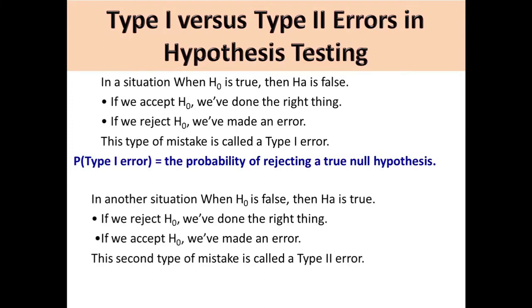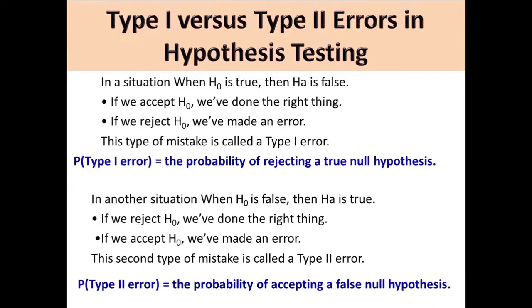Whereas in another situation, when the null hypothesis is false, then the alternative hypothesis is true. In this case, if we reject the null hypothesis, we will do the right thing. But if we accept the null hypothesis, we will make an error. And this second type of mistake is called a type 2 error. Therefore, type 2 error is the probability of accepting a false null hypothesis.